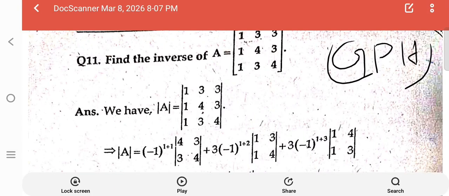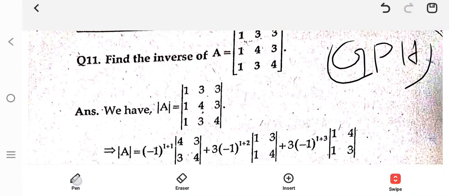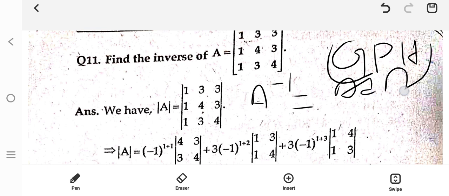Our next question is to find the inverse of matrix A. For finding the inverse of any matrix, we know that A inverse is equal to the adjoint of A divided by the determinant of A, right?